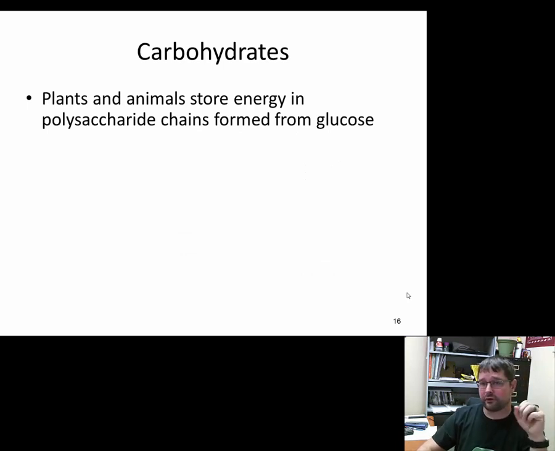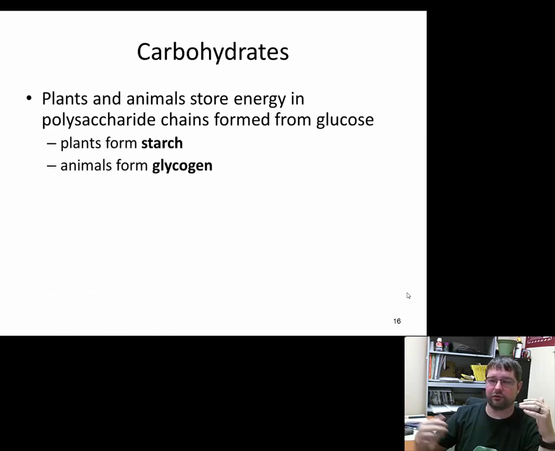So when we talk about stored energy, plants and animals store energy a little bit differently from each other, but it's really the same kind of premise. You take glucose molecules and you're just linking them together, or fructose, or some of the other monosaccharides. Plants store carbohydrates in the form of starch. Animals store carbohydrates, or polysaccharide chains, so complex carbohydrates, in the form of glycogen.